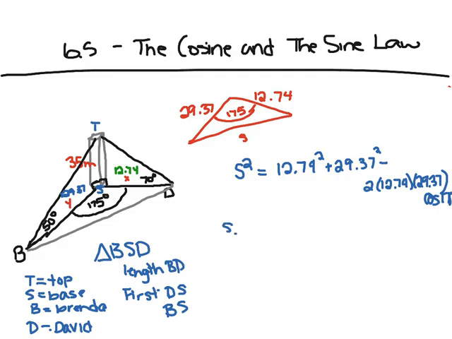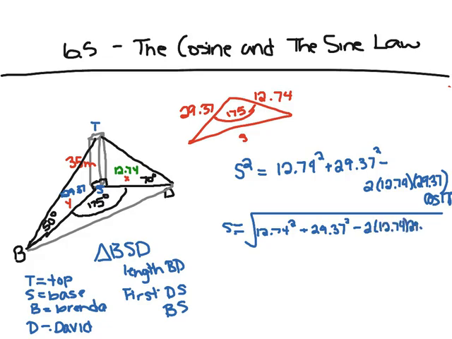So S will equal the square root of 12.74 squared plus 29.37 squared minus 2 times 12.74 times 29.37 cos of 175. Type this all into your calculator, and you should get S to be equal to 42.07. So to the nearest meter, Brenda and David are 42 meters apart.